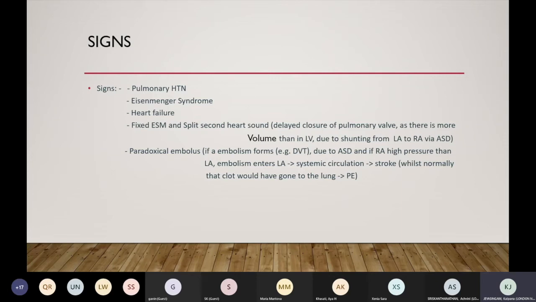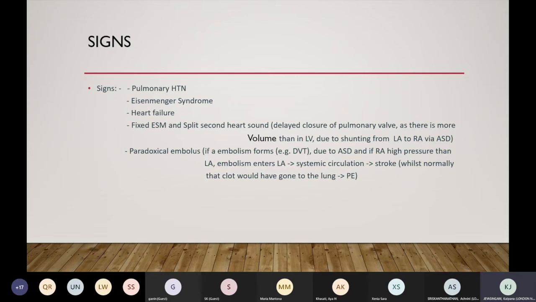Also with time, it can cause hypertrophy of the right side, and you end up with a right to left shunt, something that you don't want to see, and that's called Eisenmenger syndrome. And you might also have heart failure because now the right side is also working very hard and straining. The murmur that I mentioned earlier on, you have an ejection systolic murmur and a split second heart sound.